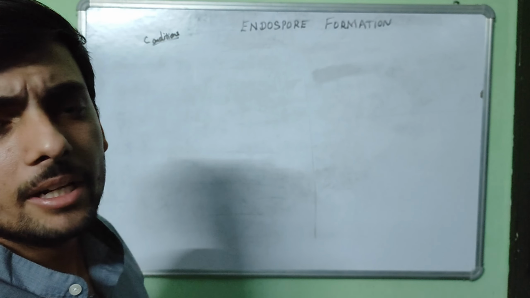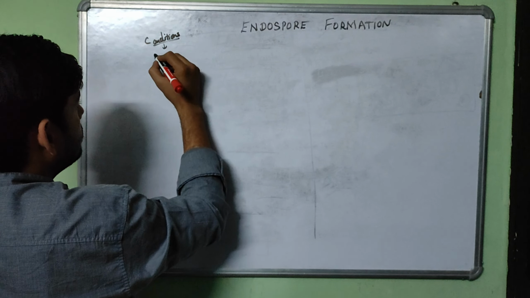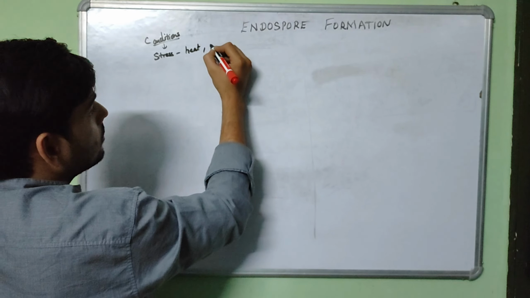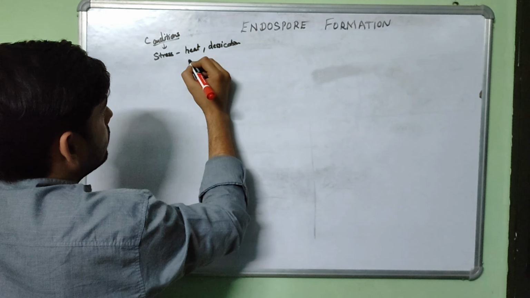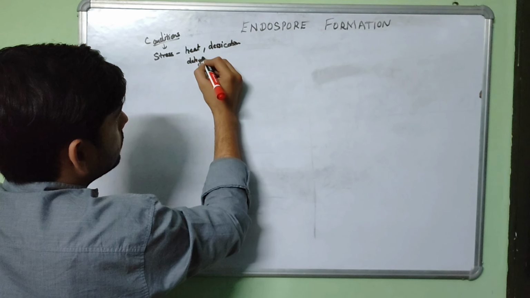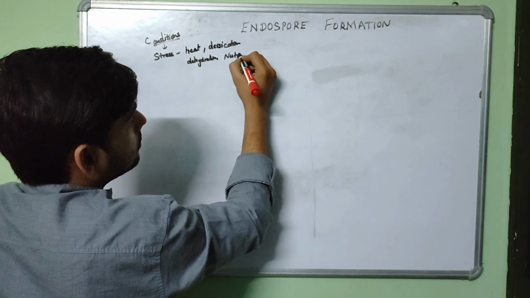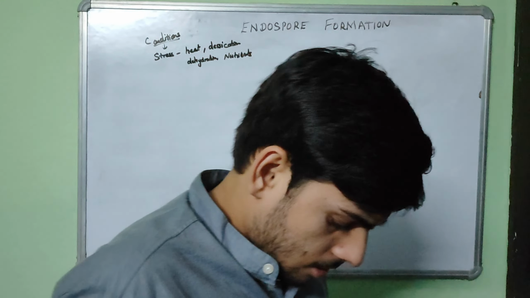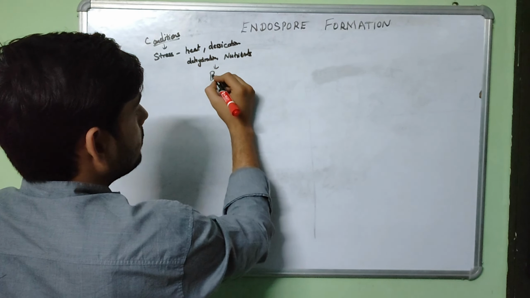So basically there are bacteria like bacillus and clostridium which, when they are under stress conditions, which can be heat, desiccation, dehydration or no nutrients. Under these conditions, let us say we are taking bacillus here.